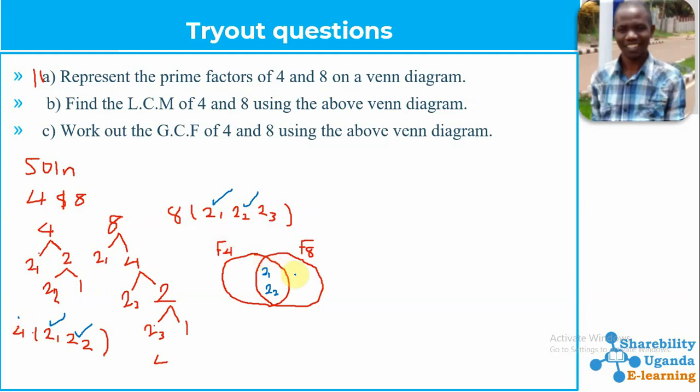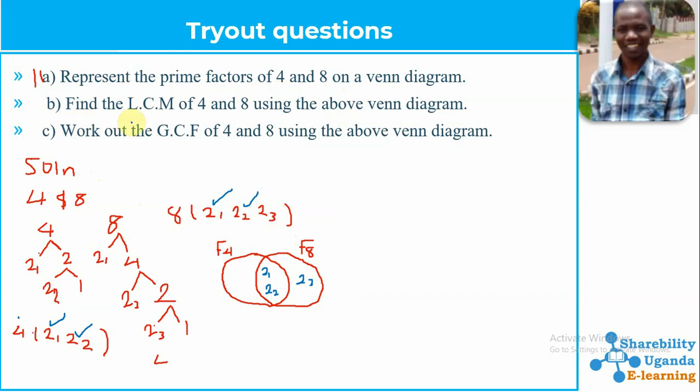Okay, so now we shall get the remainders. What is remaining in our prime factors of 4? Nothing. So we leave it that way. Then we also see what is remaining in our prime factors of 8. We have a 2 subscript 3, so we shall just write our 2 subscript 3 here. Okay, so now we have filled in the Venn diagram. So we come back to the questions that are given. Represent the prime factors of 4 and 8 on a Venn diagram. Here we have represented them.